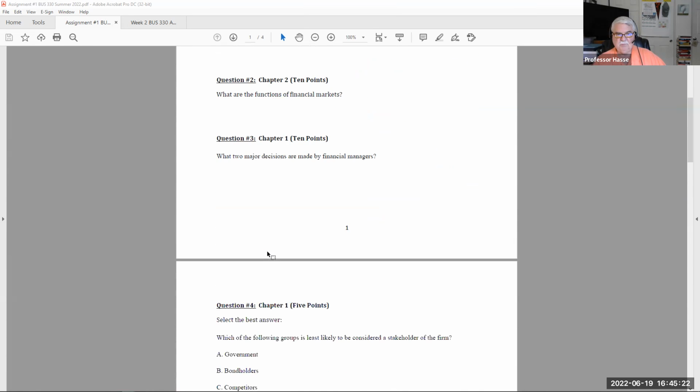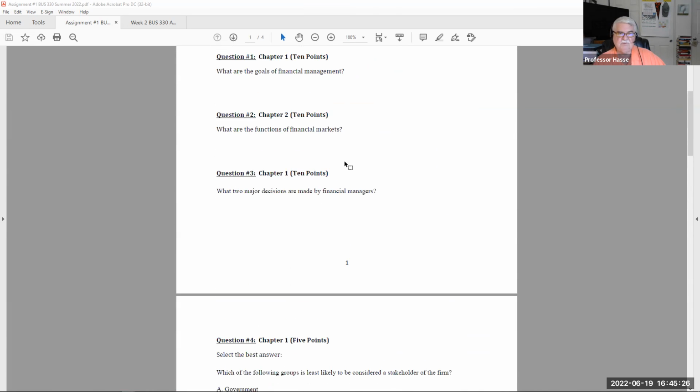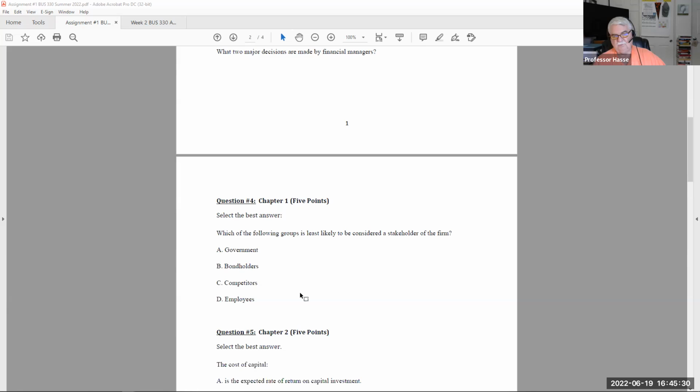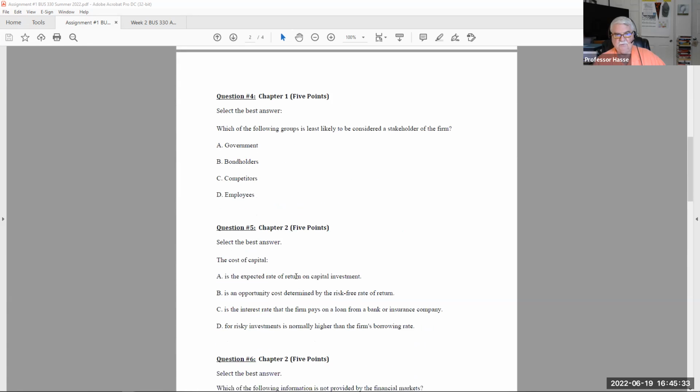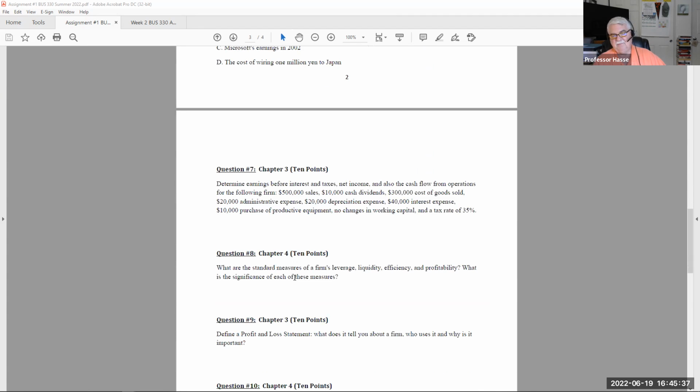A couple interesting points to note. Some questions are written questions, a few sentences, a paragraph. Others are multiple choice. So please note that format for each problem. When you get to question 7, I'm asking you for some financial information based on the data given. This goes to our discussions of chapter 3 and financial statements.